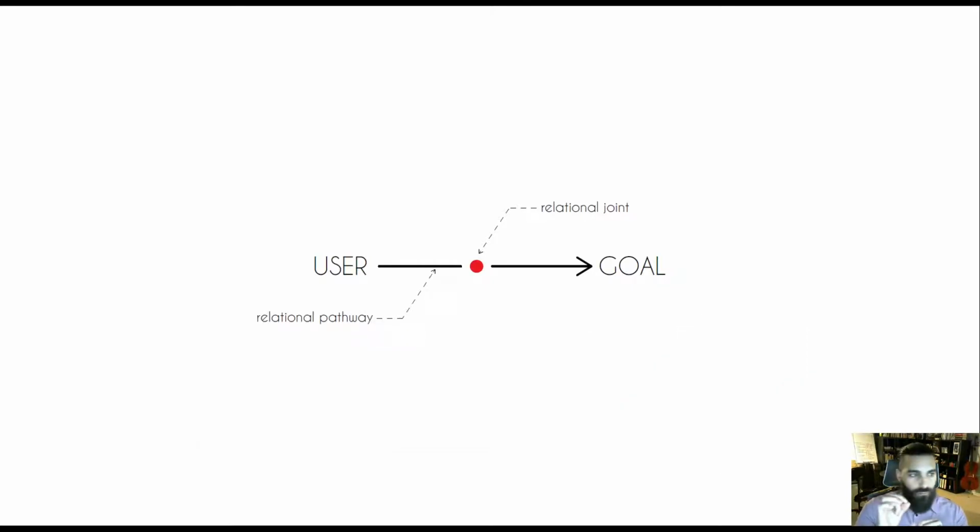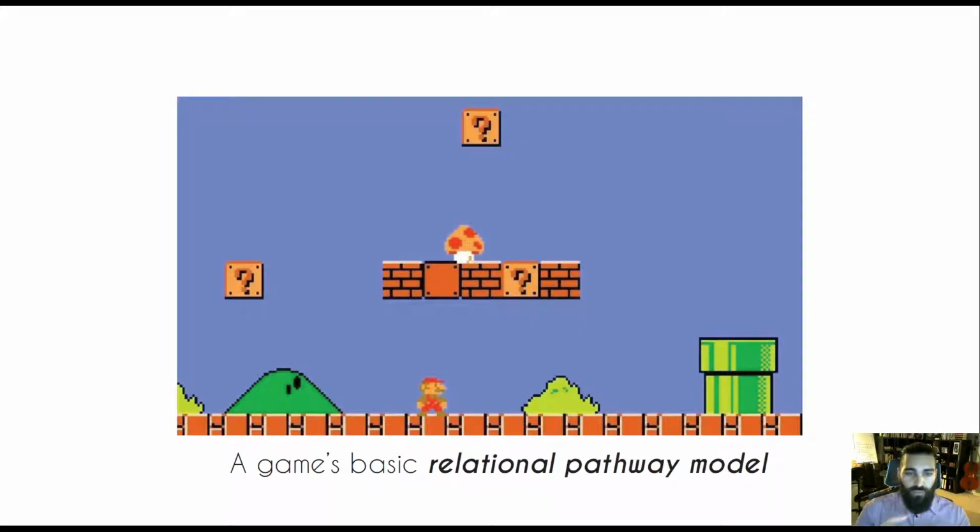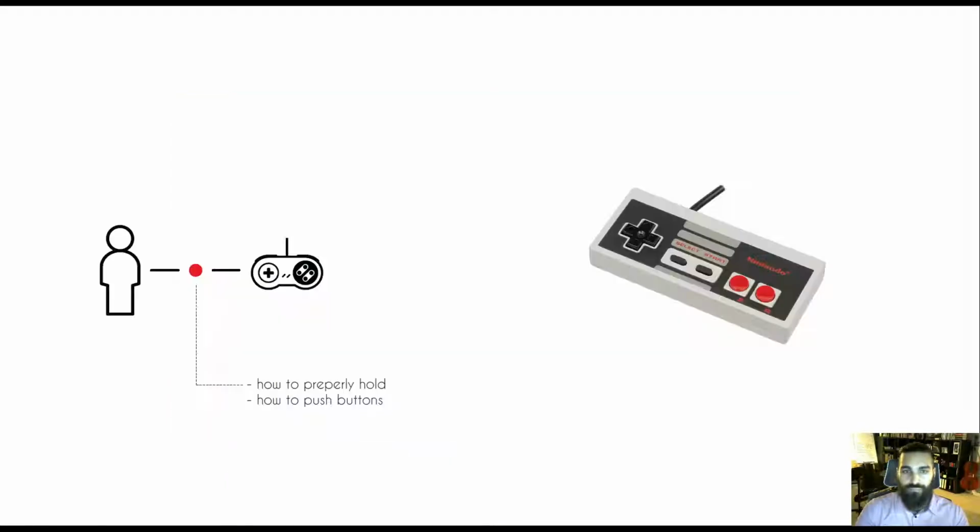So that point, that red dot that needs the affordances to be operated and the signifiers to be interpreted, I'm calling a relational joint. Now, the line that goes from the user to the goal, the one with the red dot on it, I'm calling a relational pathway. Now that we have this very basic understanding, let's go ahead and do a very basic game's relational pathway. The first relational joint comes up between the user and the controller, where the user needs to understand how to properly hold it and how to push the buttons.